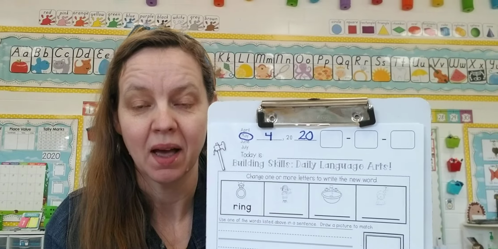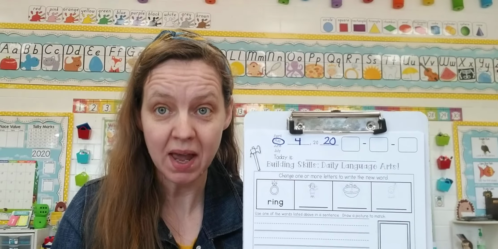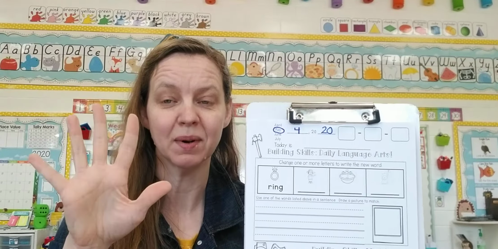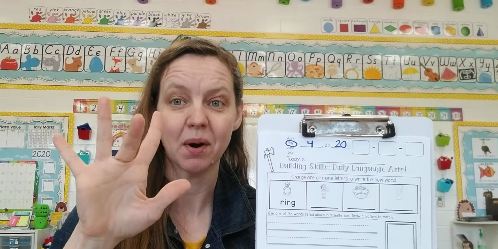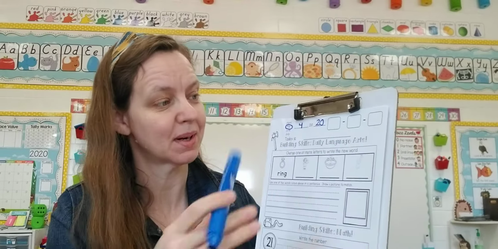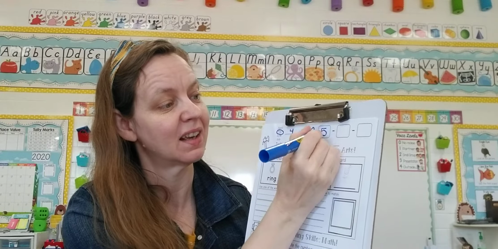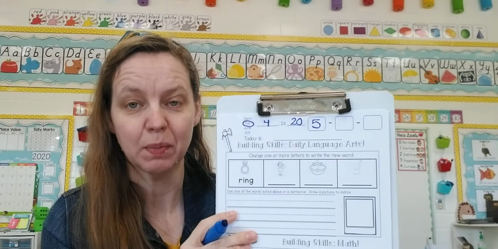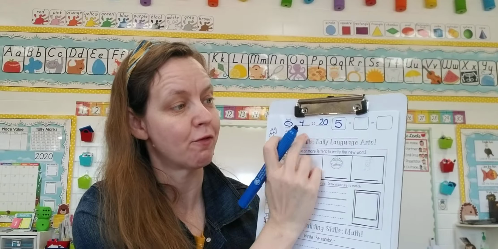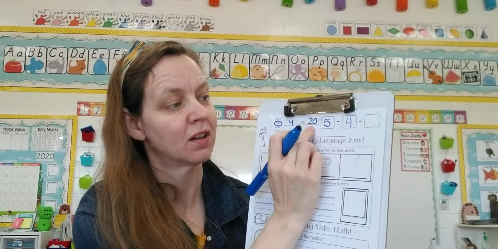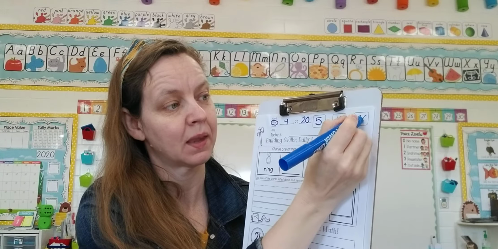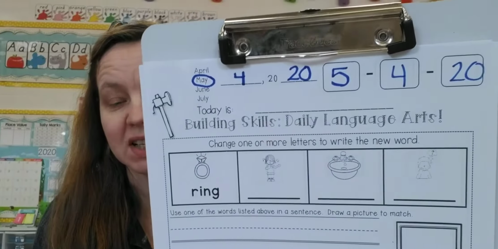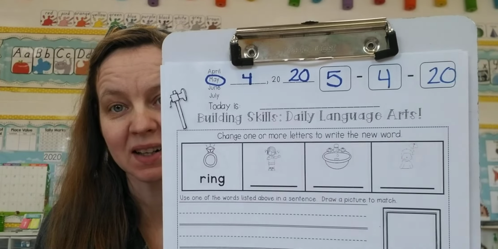Awesome, good job. April was the 4th month, so May is the 5th month. January, February, March, April, May. So we're going to put a 5 in this box. 5 in that first box now. 5 and then 4, 20. 5, 4, 20. Check yours and make sure it looks like mine.